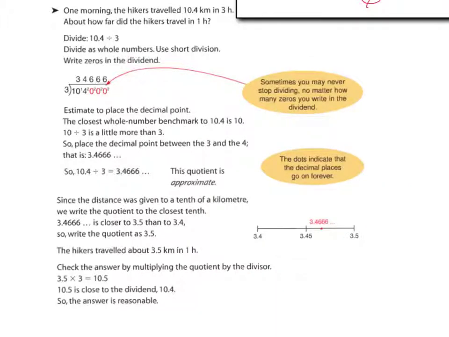All right, so let's just check. We estimated to place the decimal because 3 times 3 is 9, which is close to 10, or 10 divided by 3 would be about 3. This quotient is what we call approximate. It's not actual because we've had to have this repeating decimal. We can't get an actual answer.